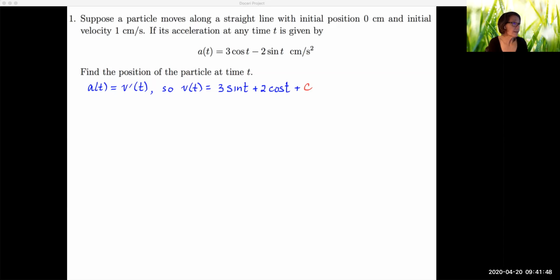If we differentiate that, we should get 3 cosine t plus 2 times negative sine t. So that is negative 2 sine t plus 0. So we did find the general antiderivative of the acceleration, but we have an arbitrary constant in it.